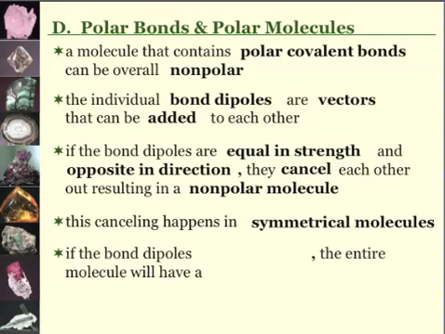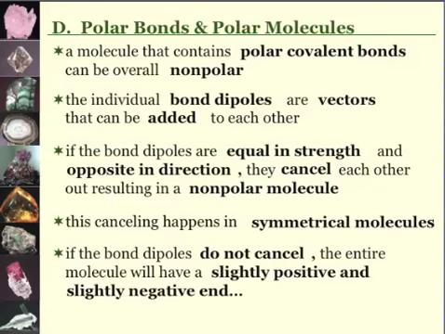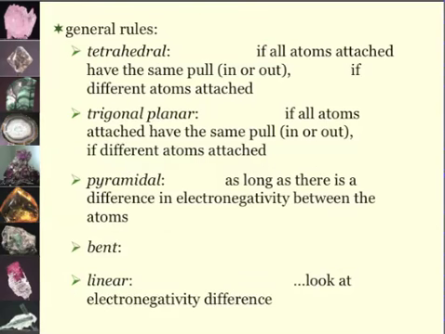This canceling happens in symmetrical molecules. So if the bond dipoles do not cancel, then the entire molecule is going to have a slightly positive and slightly negative end, which are going to be called its dipoles. So here are the general rules.